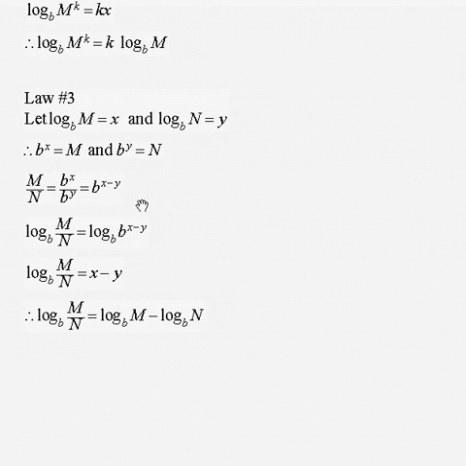Very crucial that we know these properties or laws of logs, know how to use them, know how to prove them.